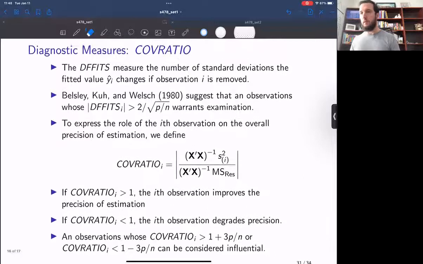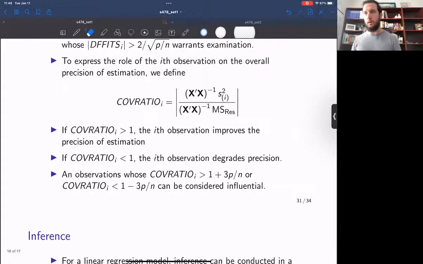Okay, so that is the end of my review of diagnostic assessments of the fitted line. There's a few other points that I'm going to touch on briefly once I conclude this lecture set, but does anyone have any questions at this point?